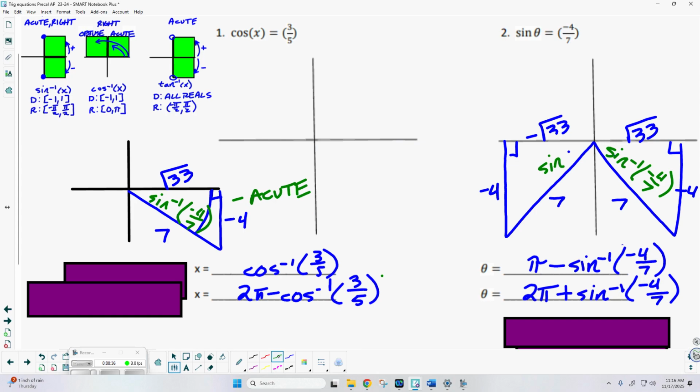And then sine inverse of a -4/7. Okay. Now, what we've got to do is rotate from standard position counterclockwise until I hit each of the hypotenuses that I draw.